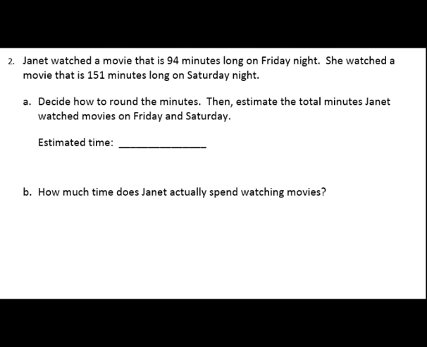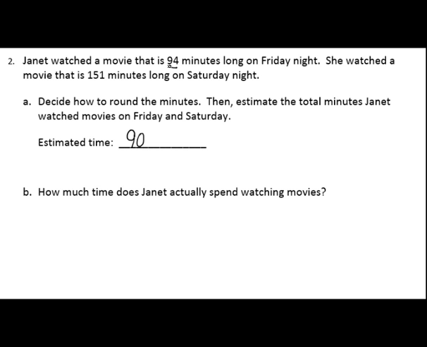The next question says, Janet watched a movie that is 94 minutes long on Friday night. She watched a movie that is 151 minutes long on Saturday night. Decide how to round the minutes, then estimate the total minutes Janet watched movies on Friday and Saturday. Well, I'm going to round my first number 94 to the nearest 10, since the highest place value is 10. 94 would fall between 90 and 100, with a midpoint being of 95. Since 94 falls below the midpoint, we'll round that down to 90.